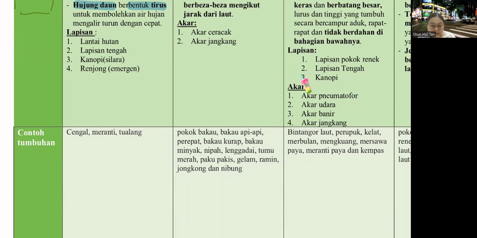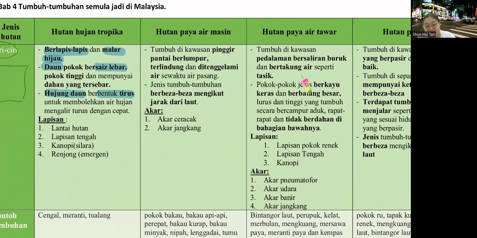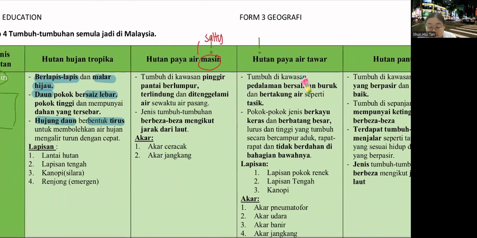Now, and then you have what? Paya. Paya air masin, paya air tawa. Be careful, a lot of people have a mistake here. Masin, what is masin? Salty. Right? Salty. Now, so salty means what? Air masin means seawater lah. So seawater, that's why your characteristic is pinggir pantai berlumpur.